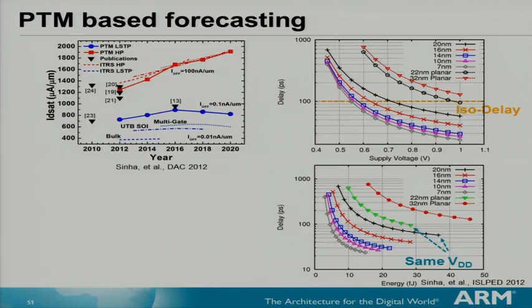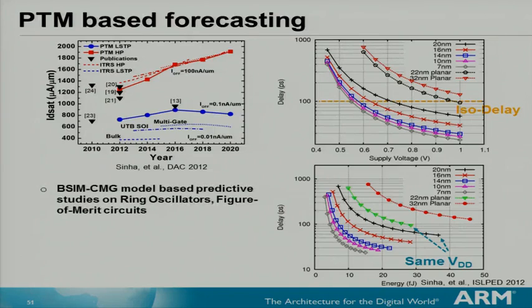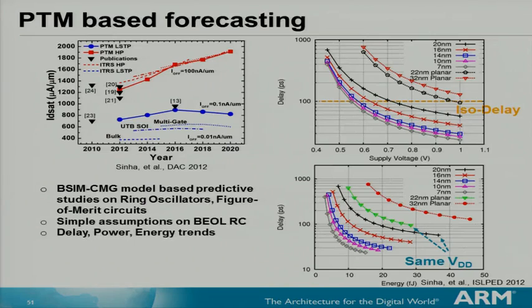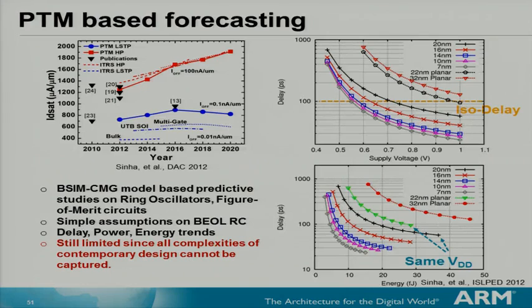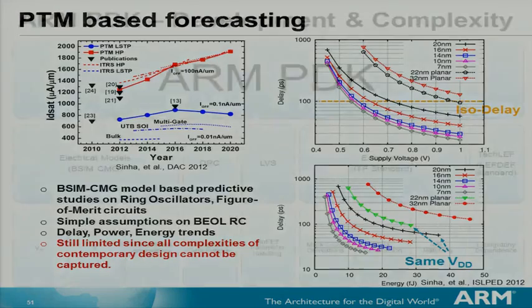The ISLPED paper looks at the delay versus supply voltage and delay versus energy studies based on very simple ring oscillators and figure of merit circuits. Now, all these models are based on BSIM-CMG, which is developed by UC Berkeley. These have very simple assumptions on back-end-of-line RC. There are delay, power, and energy trends. But still, this is limited because all the complexities of contemporary design cannot be captured using just simple transistor models.